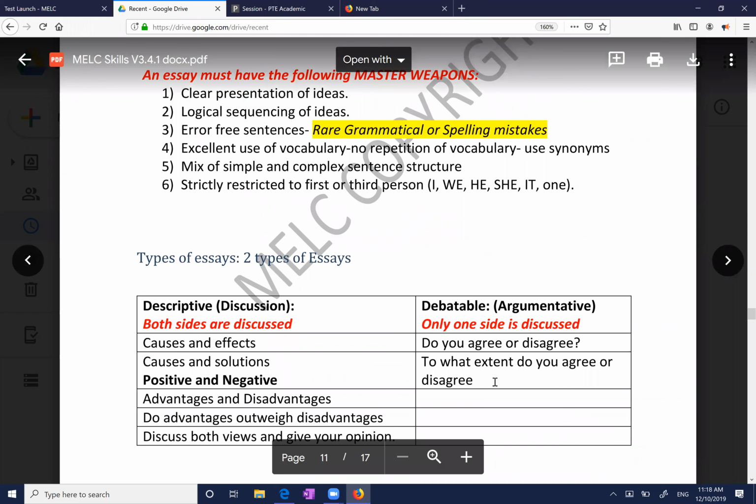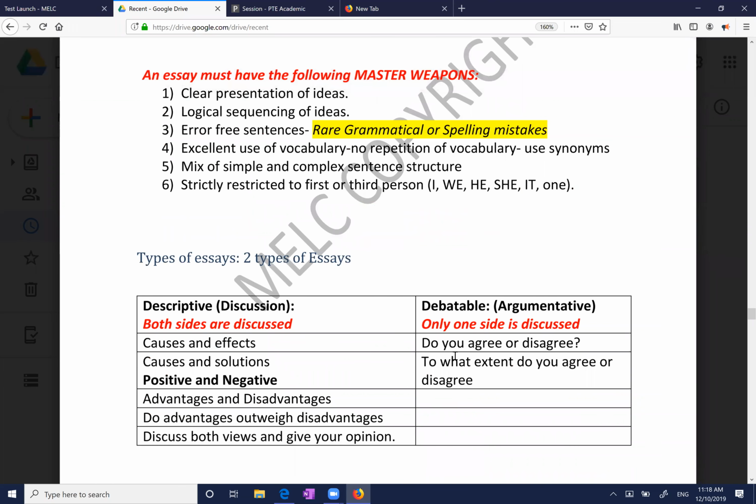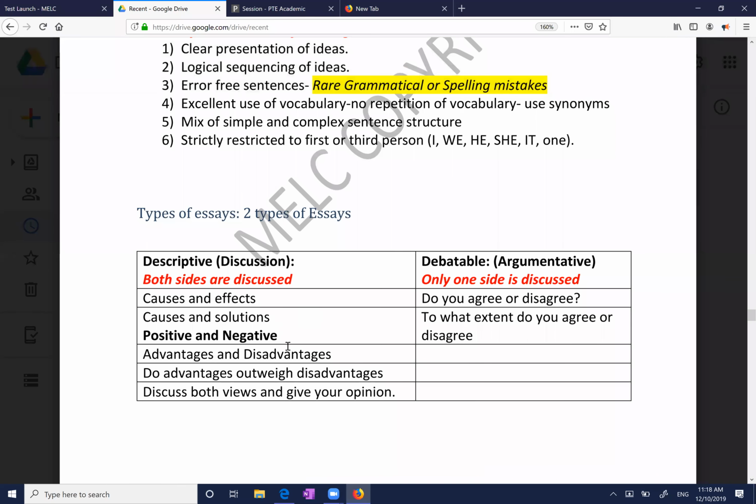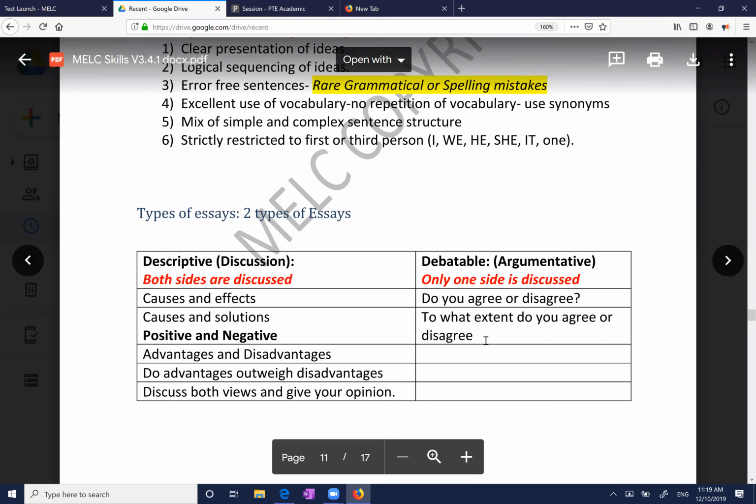How to differentiate between both? If a question says, do you agree or disagree? It is debatable. It is a one-sided essay, and you will only talk about one side. If it says causes and effects, problems and solutions, advantages, disadvantages, it is a descriptive essay. Yes or no? Descriptive and debatable. You understand the difference?